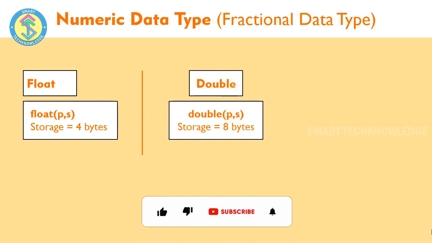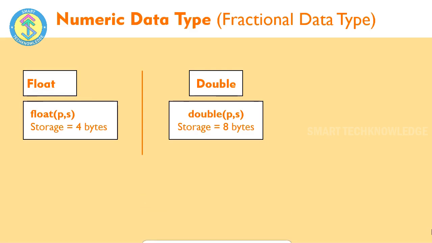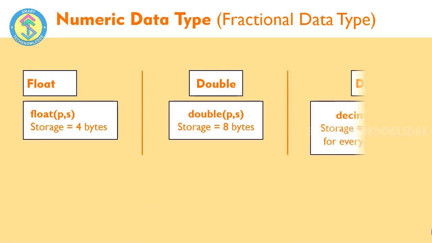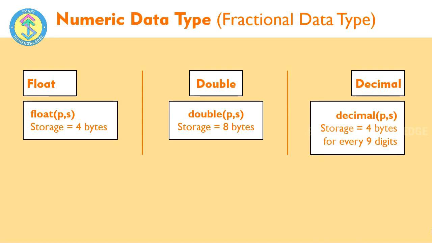The second subtype is double. The format is double and in brackets p, s. It uses a storage of 8 bytes. The third subtype is decimal. The format is decimal and in brackets p, s. It uses a storage of 4 bytes for every 9 digits.